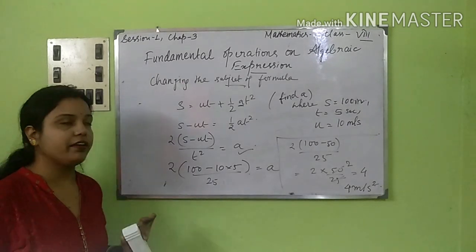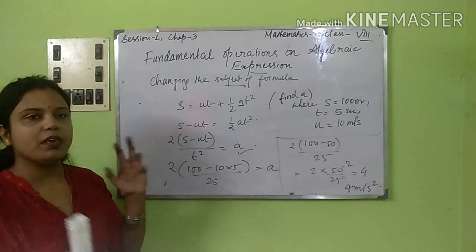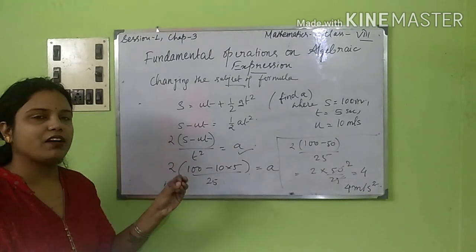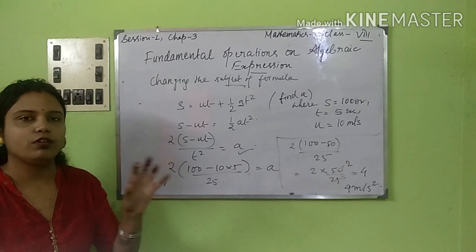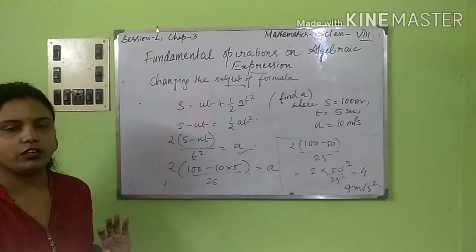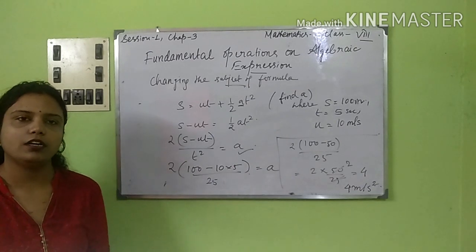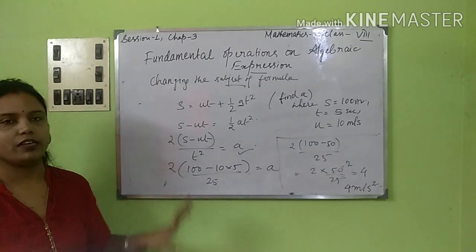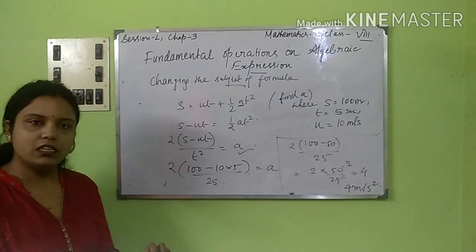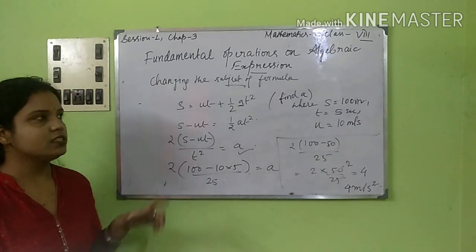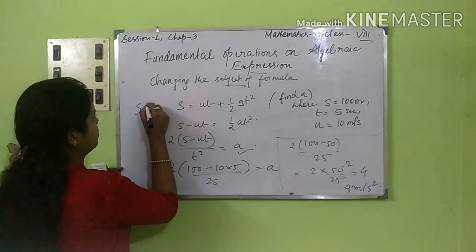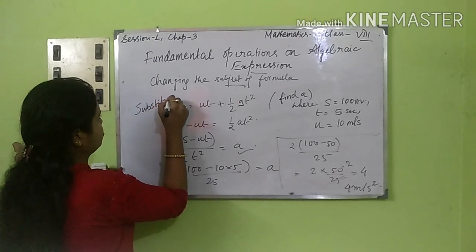It can be in any respect. You can simply change the formula, or maybe the formula is given to you. It's written over there, find the value of this, and the values have been given for the rest of the terms. You just simply have to find out the value of the particular term, just by putting the values. It's very easy and very scoring. This is the substitution method.